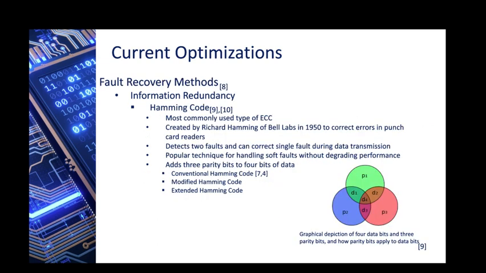The most commonly used type of error correcting code is the Hamming code, which was created by Richard Hamming of Bell Labs in 1950 to correct errors in punch card readers. It detects two faults and can correct a single fault during data transmission. This is a popular technique for handling soft faults without degrading performance. It adds 3 parity bits to 4 bits of data, which is also referred to as the conventional Hamming code, but there also exists a modified Hamming code as well as an extended Hamming code.